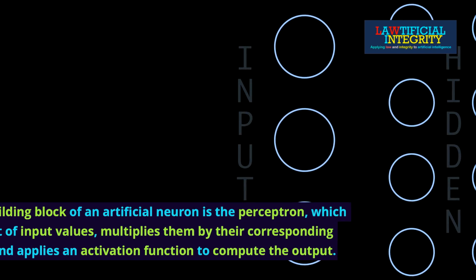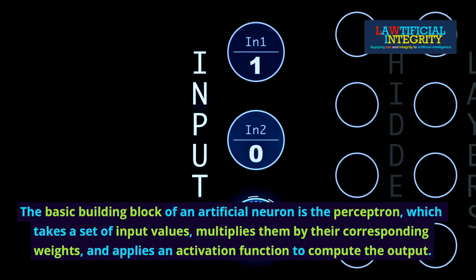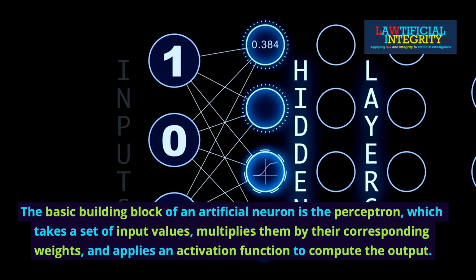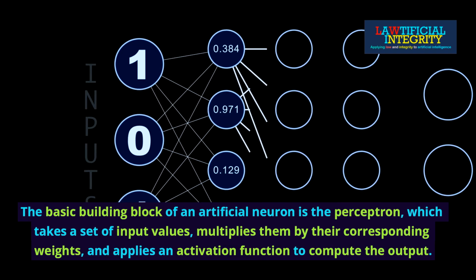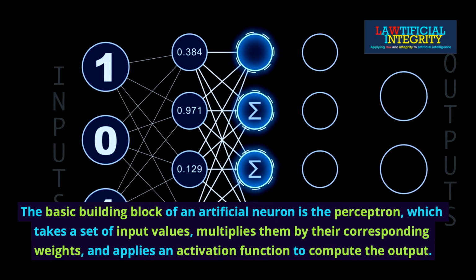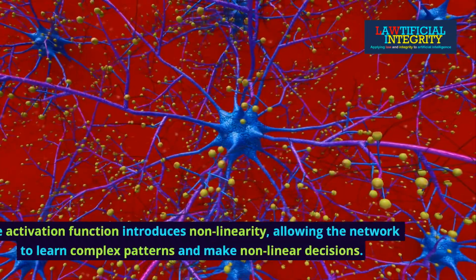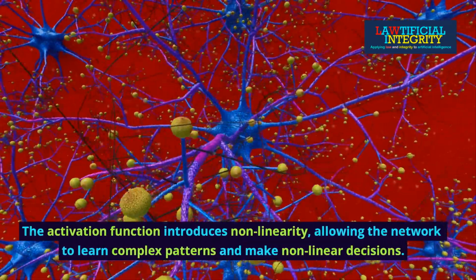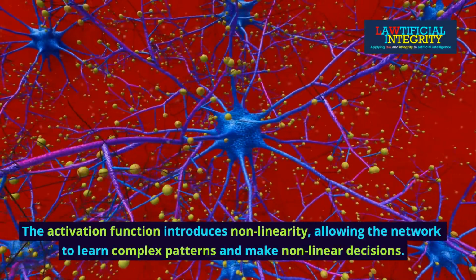The basic building block of an artificial neuron is the perceptron, which takes a set of input values, multiplies them by the corresponding weights, and applies an activation function to compute the output. The activation function introduces nonlinearity, allowing the network to learn complex patterns and make nonlinear decisions.